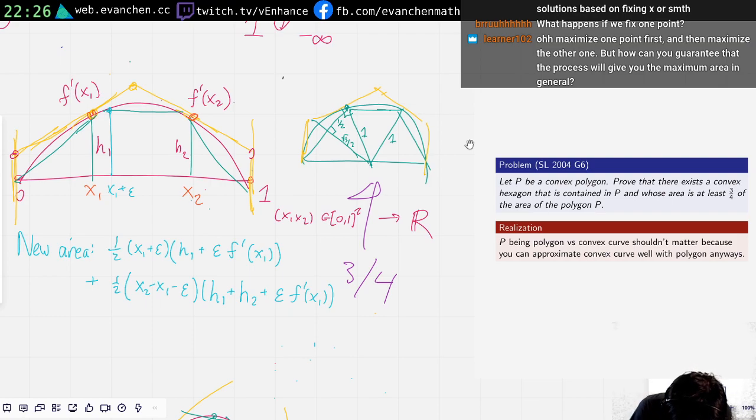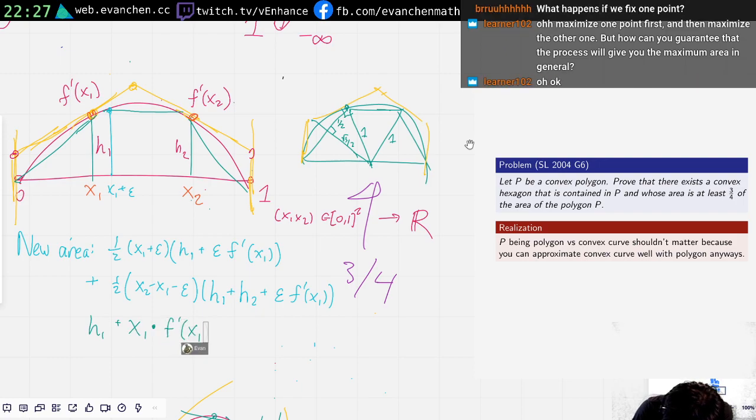Okay, so the epsilon coefficient must vanish, and it's equal to h1 plus x1 times f prime of x1, and then plus x2 minus x1. Okay, so this is actually x2. And then minus h2. Wait, really?